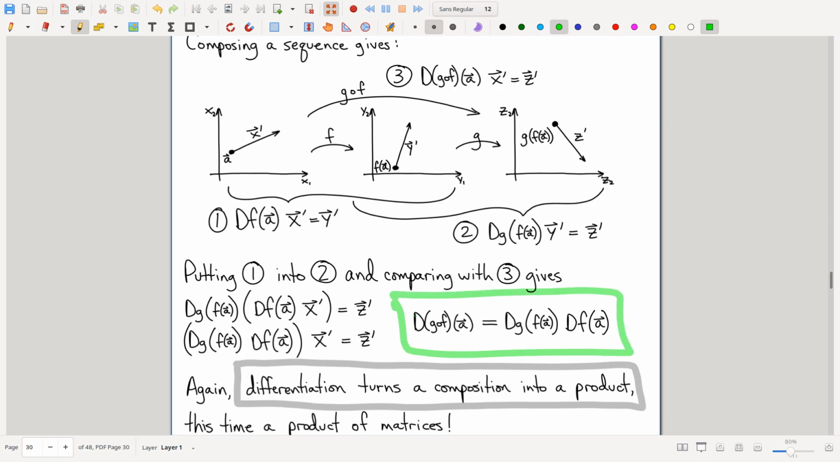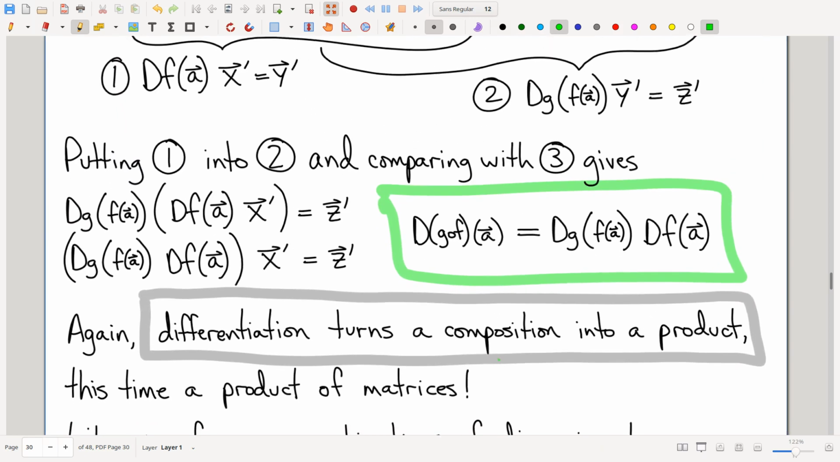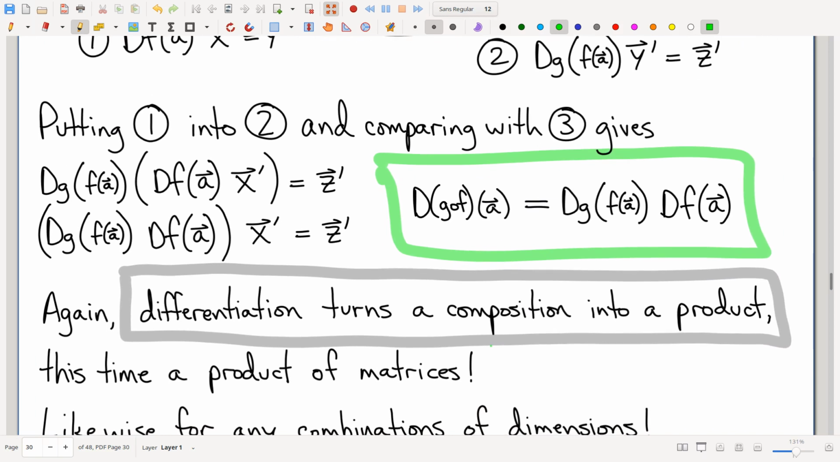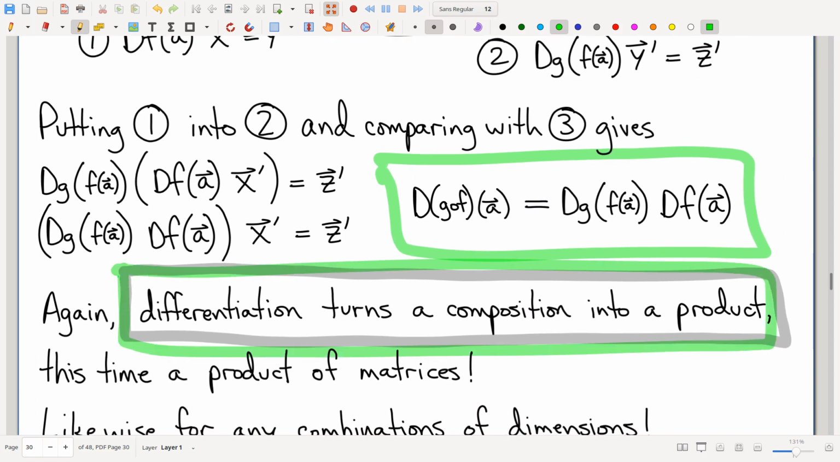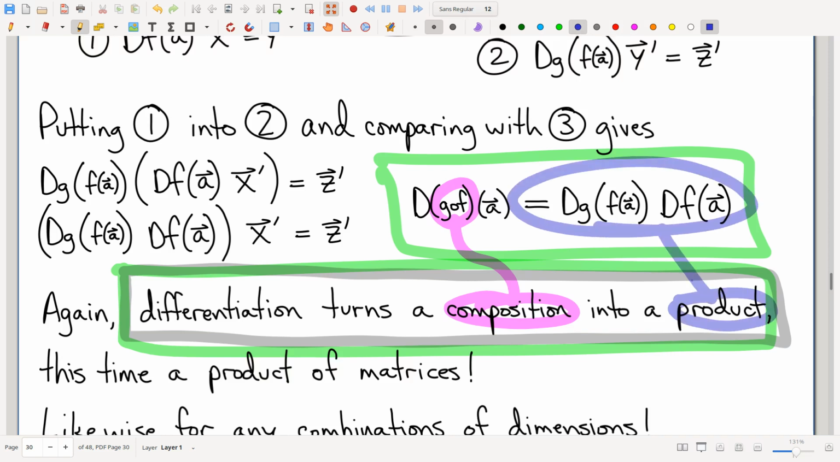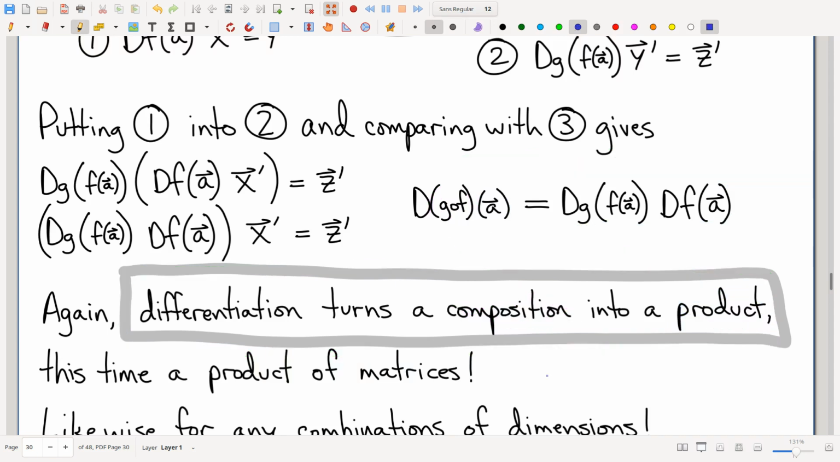Which I think is very conveniently and pithily summarized by this statement right here, that differentiation turns compositions into products. Rolls off the tongue really nicely, right? So in particular, here's the composition, and here it is having been turned into a product of individual derivatives. So the derivative of the composition is the product of the individual derivatives. Okay, so that's where we left off last time.